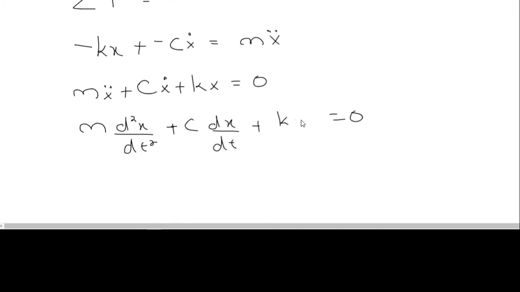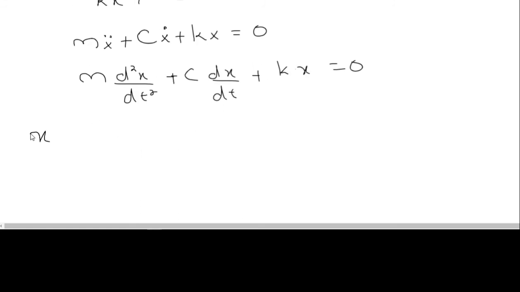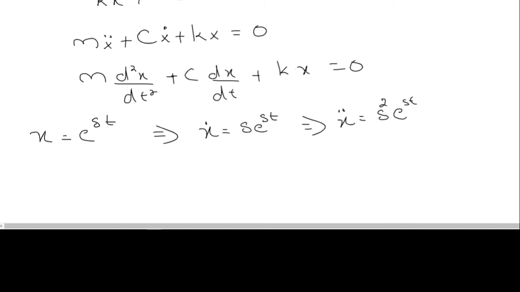So to solve this equation, we will use the auxiliary equation method, by which we substitute x is equal to e raised to st, where s is a constant and t is time. So if x is equal to e raised to st, it implies x dot will be equal to s times e raised to st. So the differential of e raised to st is e raised to st times s. And also x double dot will be equal to s times e raised to st and again an s. So that will be s square times e raised to st.